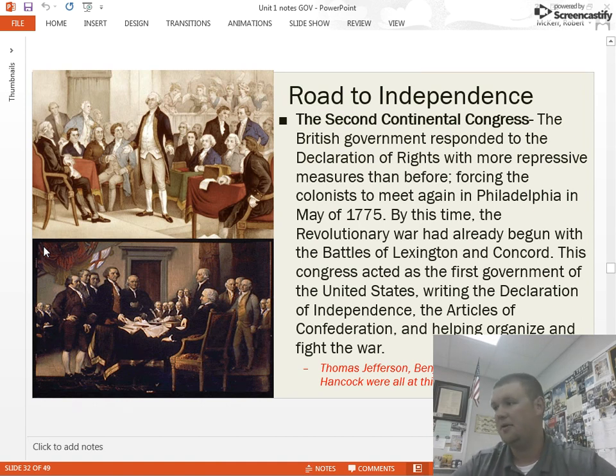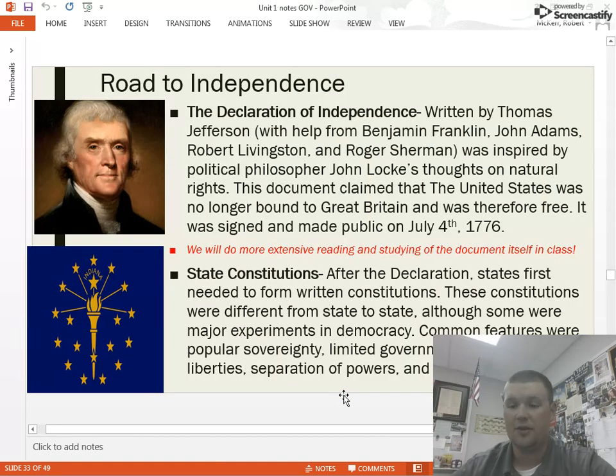Thomas Jefferson, Benjamin Franklin, and John Hancock were all at this Congress, but not at the first one. So Thomas Jefferson, of course, famously writes the Declaration of Independence, but we also need to make sure we give credit to those that helped him edit and write it. Ben Franklin and John Adams were also major players in that process as well. So we write the Declaration of Independence.